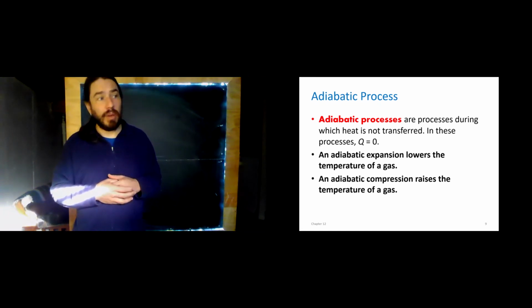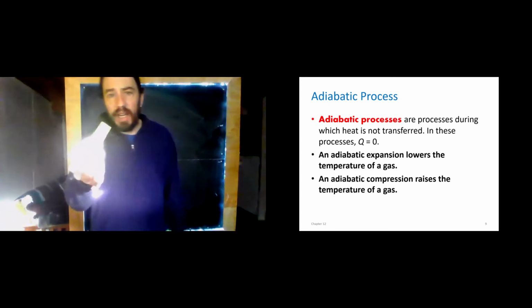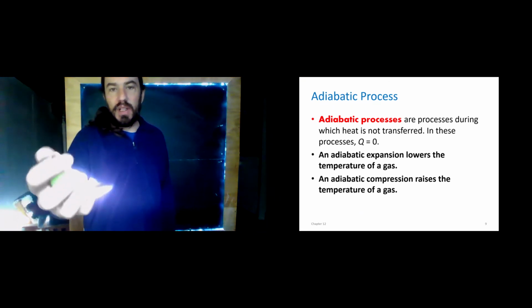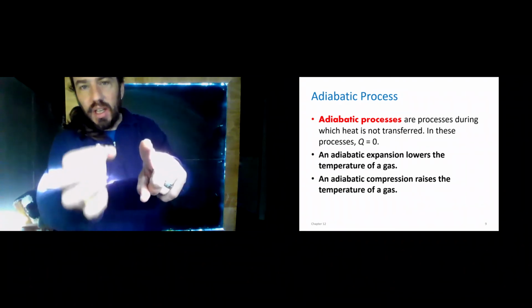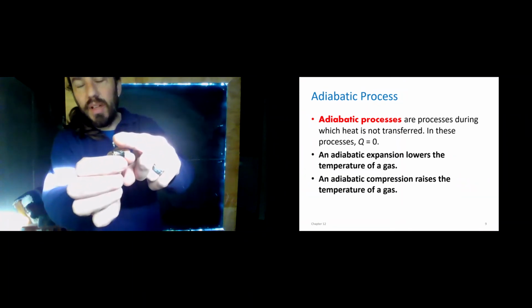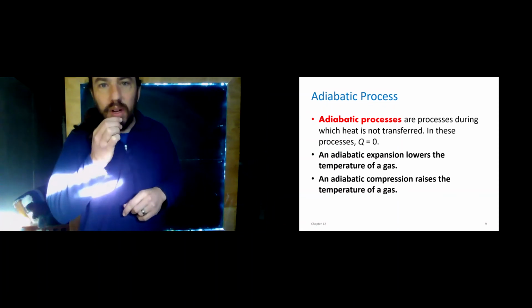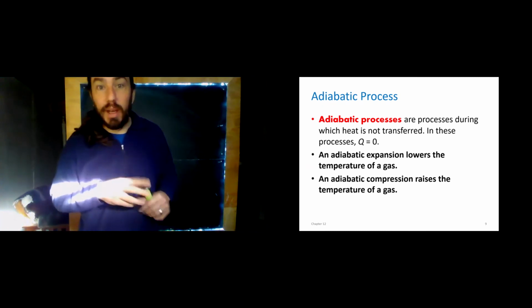A couple of points to remember: an adiabatic expansion lowers the temperature of a gas, and an adiabatic compression raises the temperature of the gas. So here I have this lighter, and this lighter is full of compressed butane. Obviously, if I start it on fire and hold my hand over it, it feels hot. However, if I just press the button down and hold my finger here, it actually feels slightly cool. I can feel it even more if I put it to my lip or somewhere a little more sensitive. It's cool on my lip.